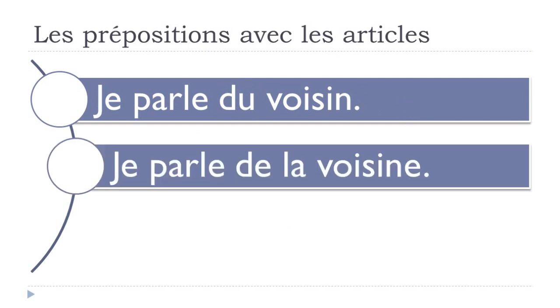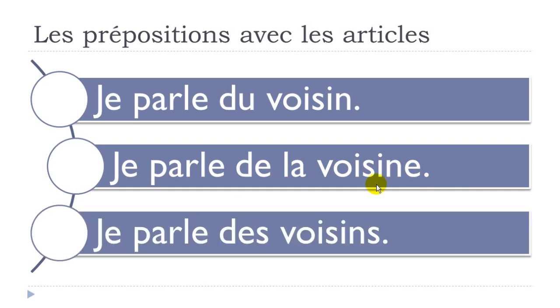So let's see now how it will go. I kept this neighbor, but here it's the feminine form, so it's la voisine. And what you can see here, je parle de la voisine, it will stay the same. So you keep your preposition de, and then you put your article la, and you put your word, sorry, voisine. Je parle de la voisine. Nothing happens here, and it's a good thing.